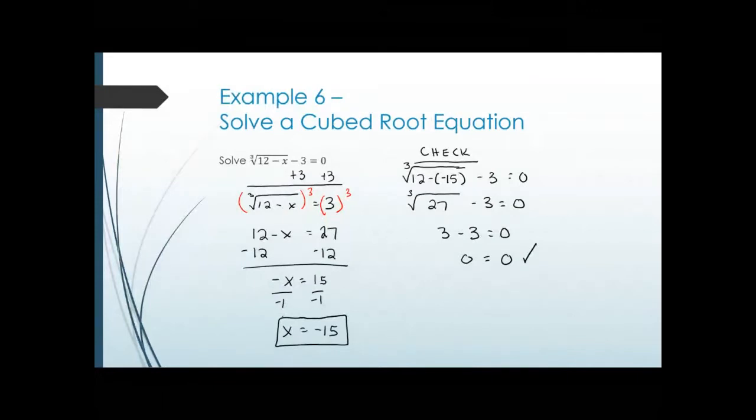So are there any questions on the cubed root? I find it pretty easy so far. Okay.